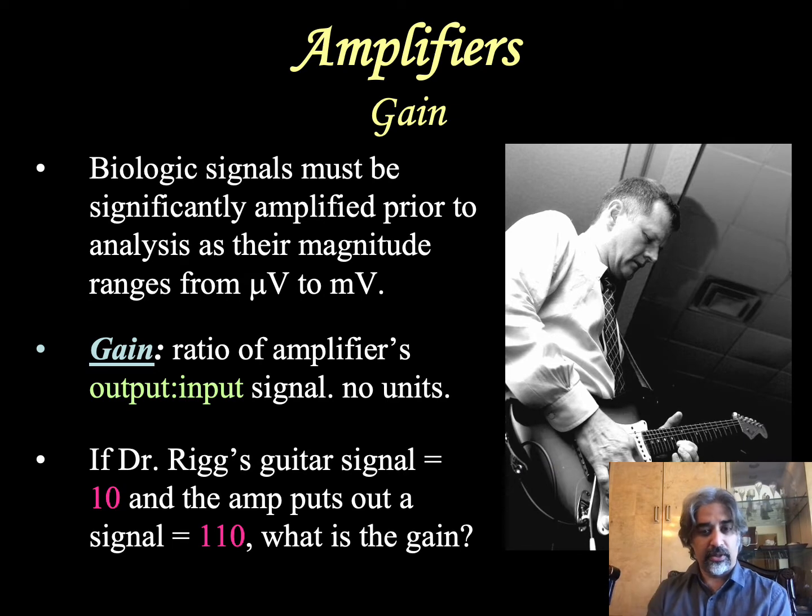Dr. Rigg here was one of my colleagues at residency, and he was the former lead guitar player for the Blue Oyster Cult. So that's a picture of him. If Dr. Rigg's guitar signal equals 10 and the amp puts out a signal of 110, what is the gain? We said it's output over input. So the output is 110, the input is 10. So 110 divided by 10 gives you a factor of 11. And that's a reference to a movie called Spinal Tap.